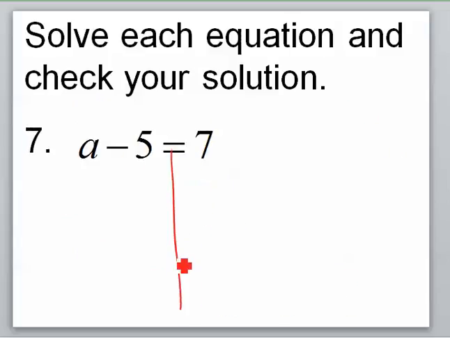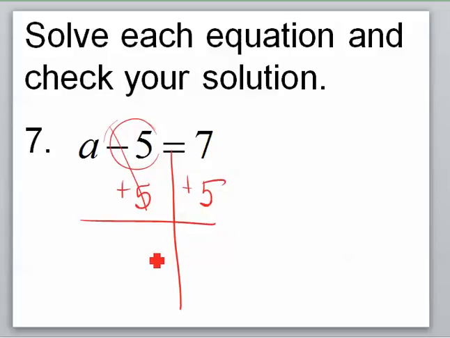Problem number 7. I'm trying to get rid of a negative 5 or a minus 5. I'm trying to create 0, and the way I do that is by adding 5 to both sides. So that means my A is 12. Remember, if you're ever questioning your answer, you can go back and plug that back in to see if you can come up with the correct answer. That is the correct solution.